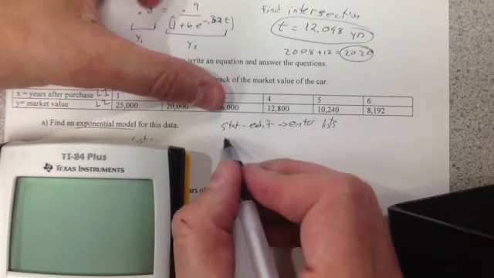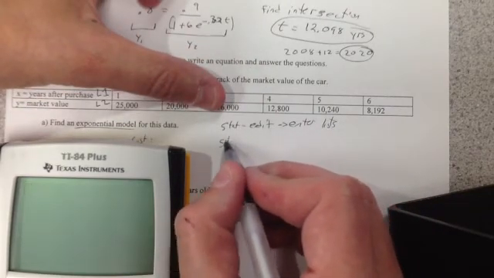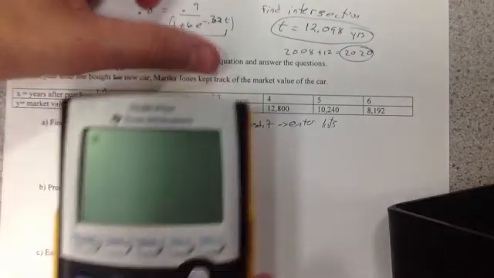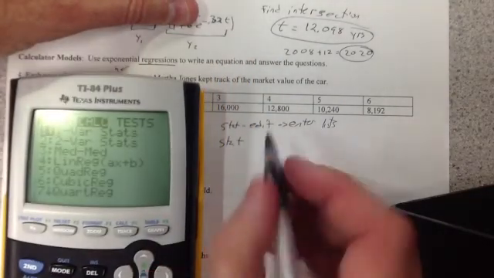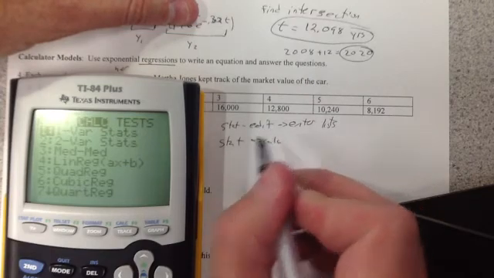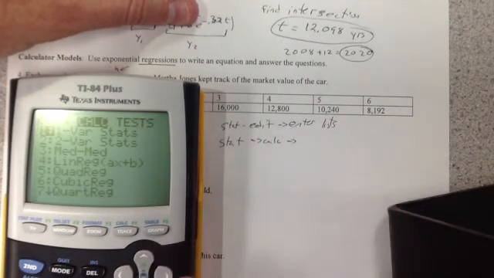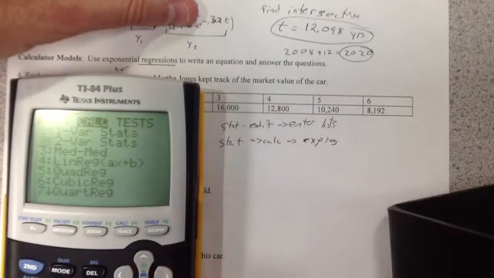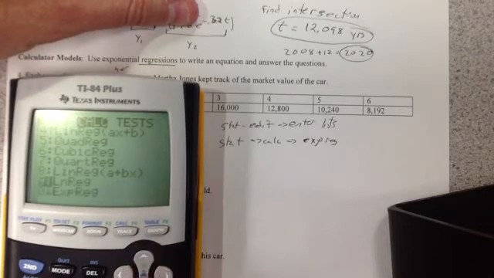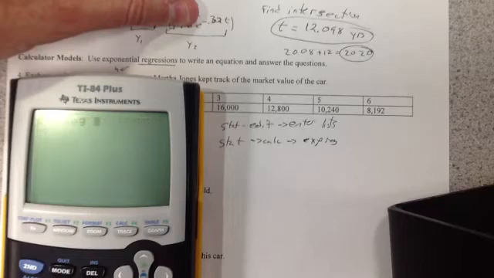To solve it, we're going to go again to stat. So press your stat button right down here. You can go to calc this time. And we're looking for an exponential regression, EXP reg. I scroll down until I find it. Linear, oh look, natural log, that's your logarithmic. Exponential regression, right there. Hit enter.